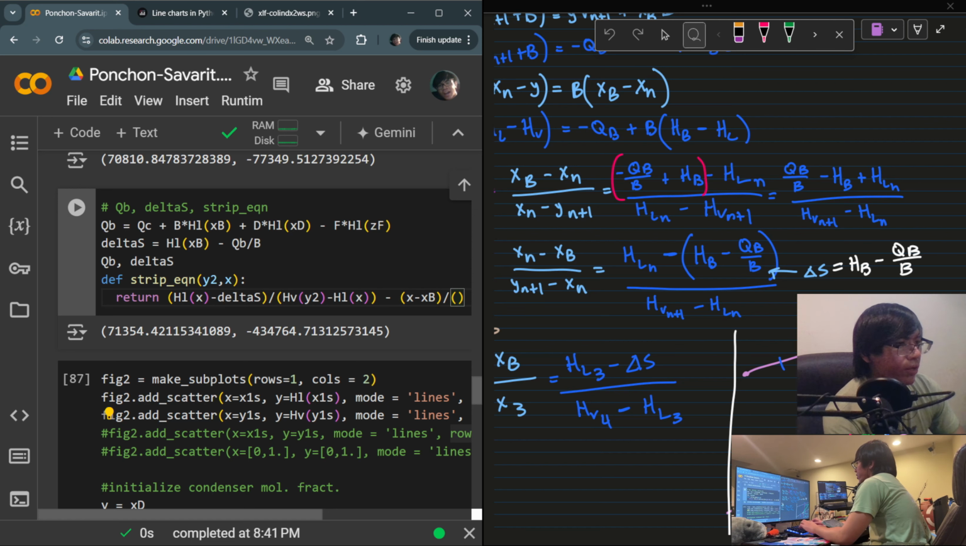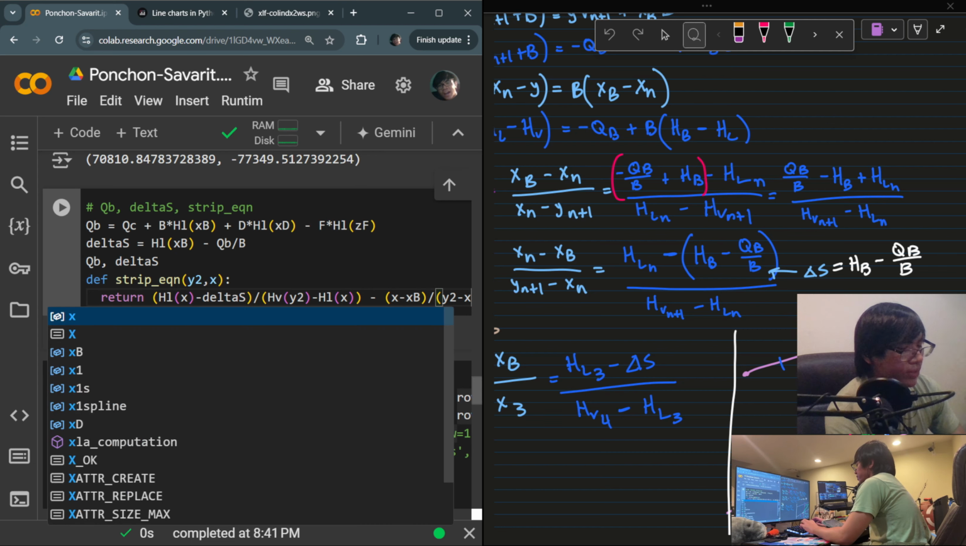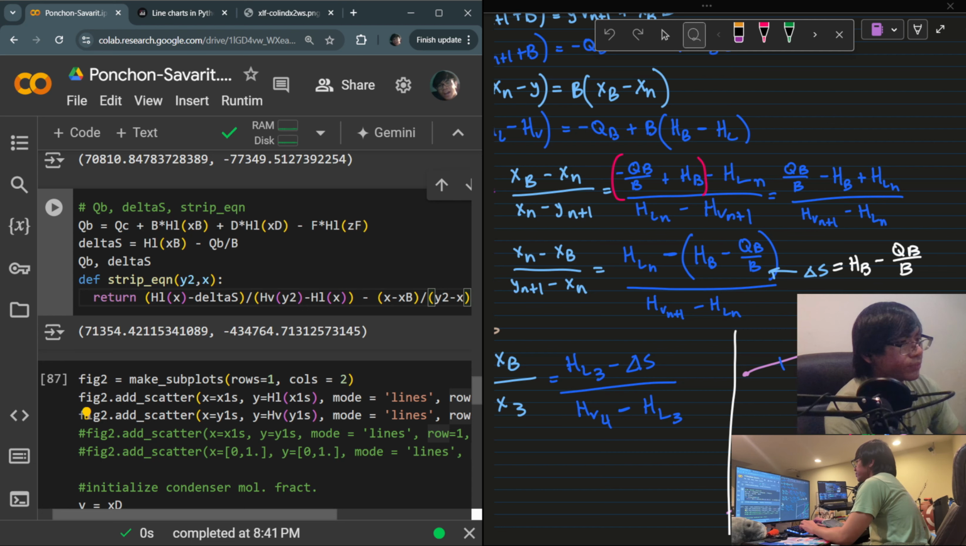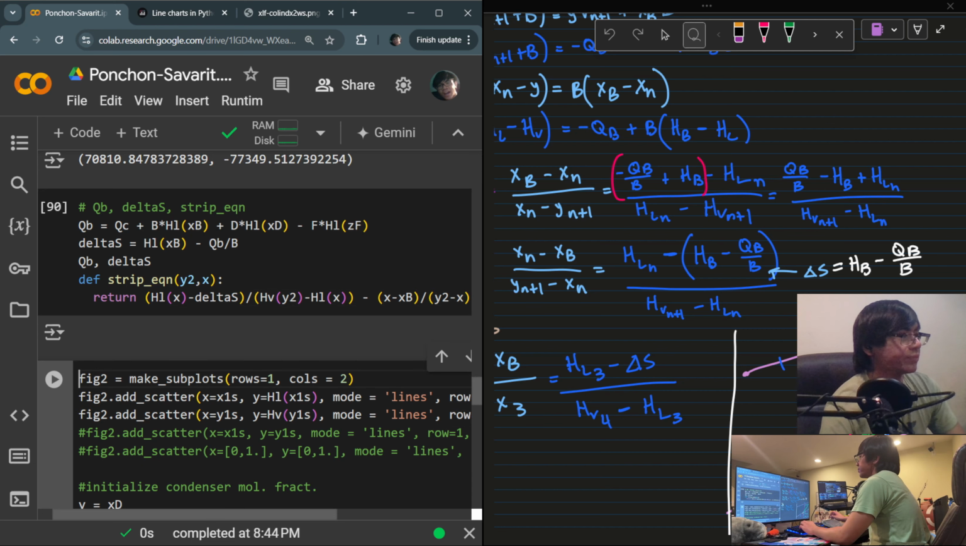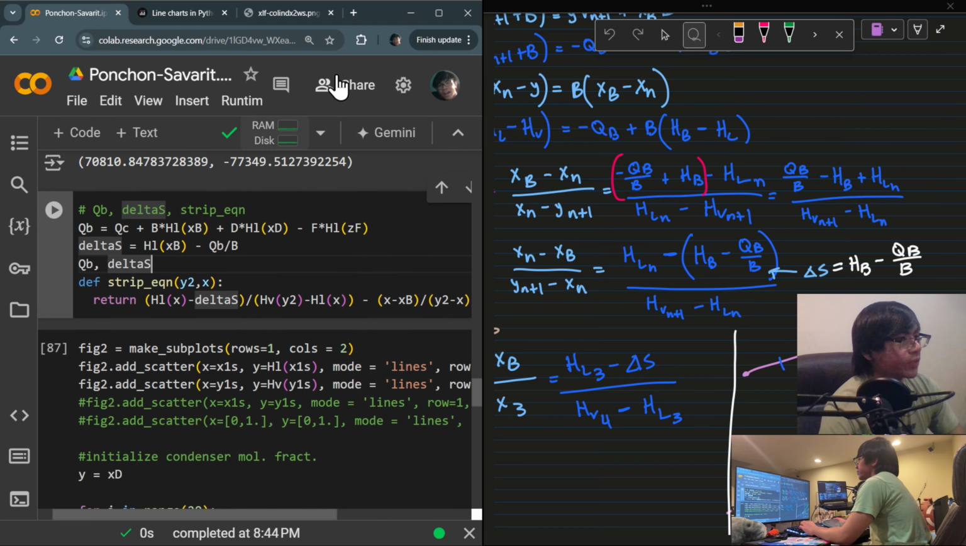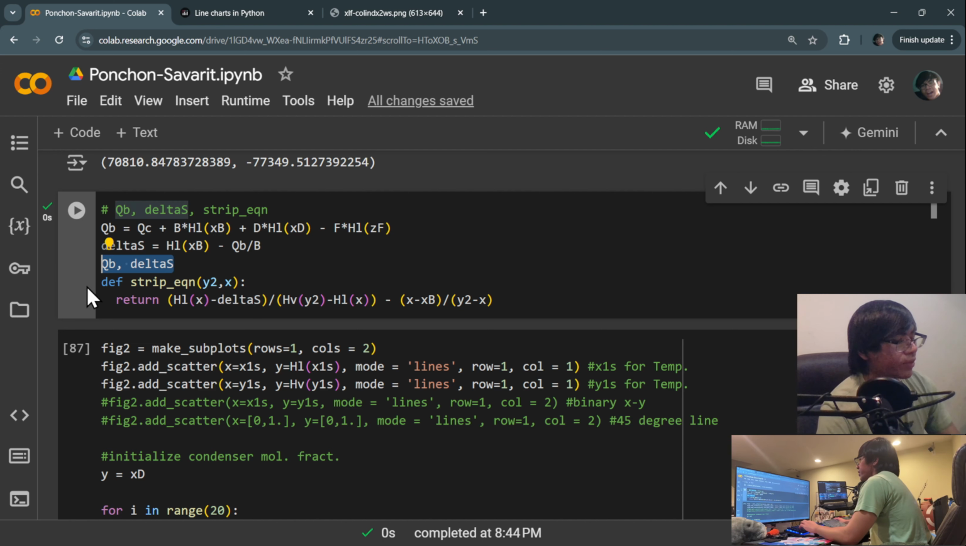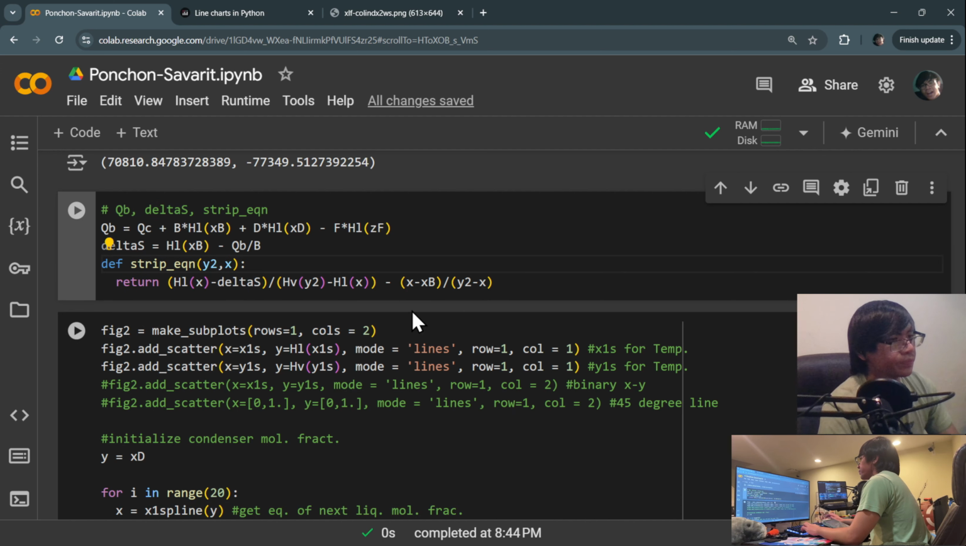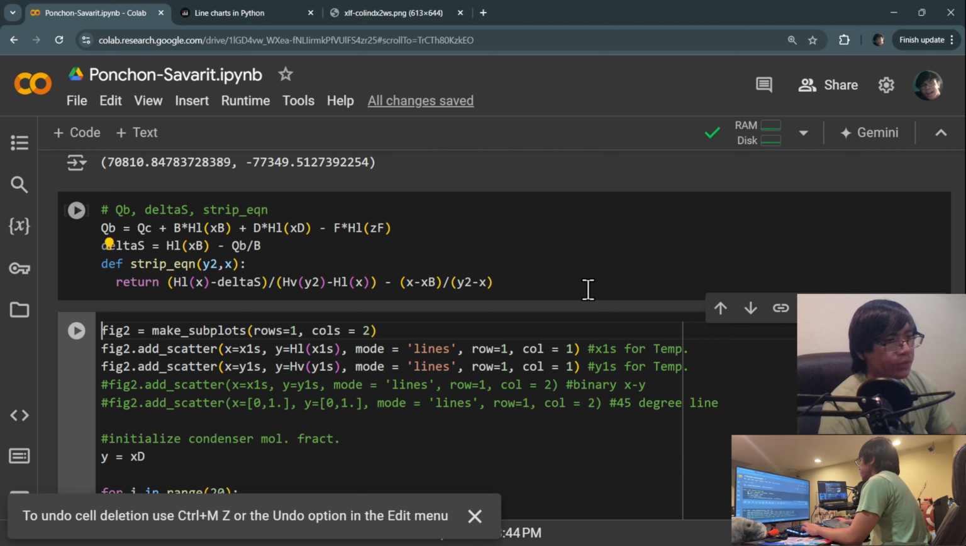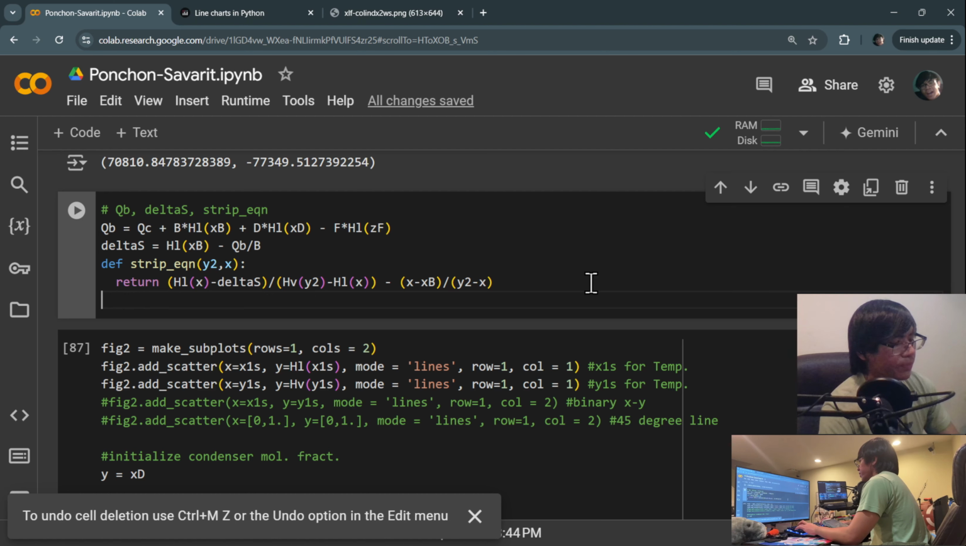Divide by our Y2, the stage below, and what else? Yeah, X. I think it's just X. Now let's try that. Let me just go back now. Let me move this down so we can still see it. So if there's a problem, it's likely here somewhere.